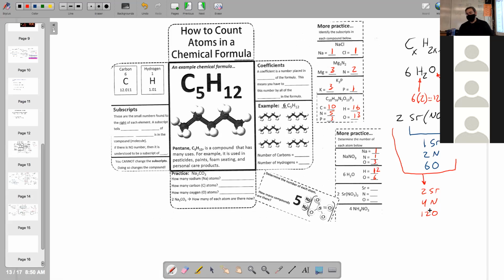That gets you 12. So every strontium nitrate has 1 strontium, 2 nitrogens, and 6 oxygens. But when you have 2 of them, it's 2, 4, and 12.